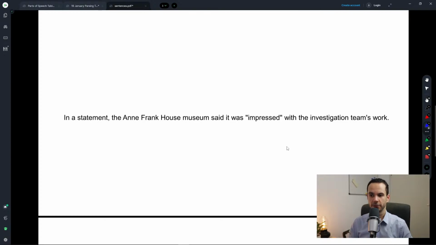Here we have, in a statement, the Anne Frank House Museum said it was impressed with the investigation team's work. It seems very complex, but it actually isn't. Because what do we have? Well, we have the Anne Frank House said something. So again, we have this said construction, right? So in a statement, which we can put as a constituent on its own, and we'll look at what that is later. The Anne Frank House Museum, which is our subject, said, which is our verb phrase, and then it was impressed as our direct object, right? It said something.